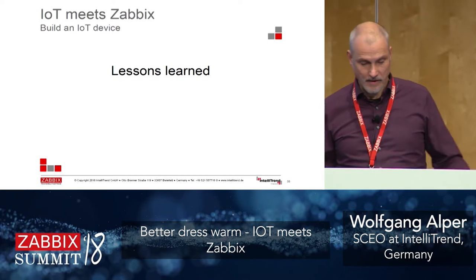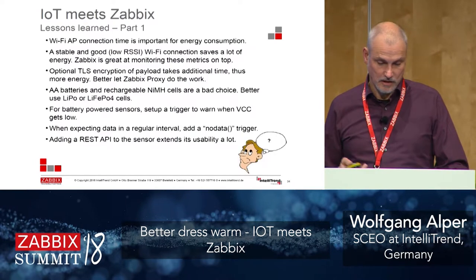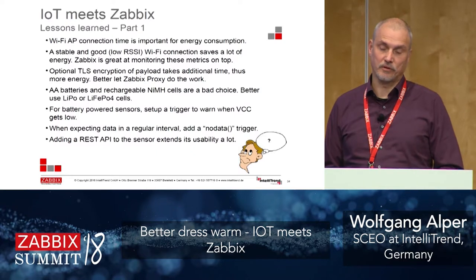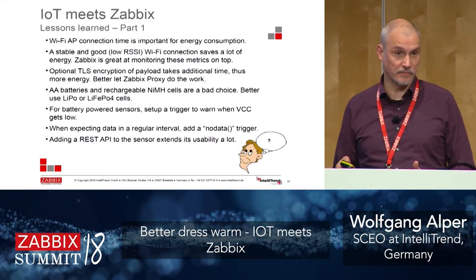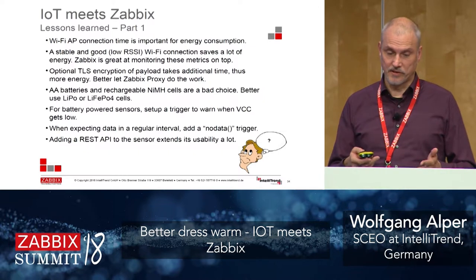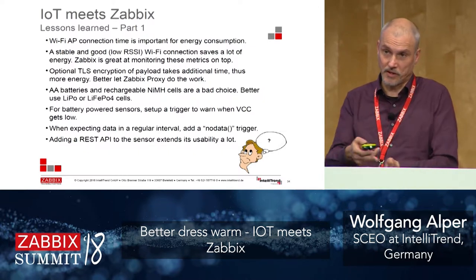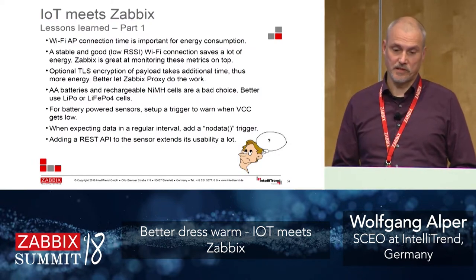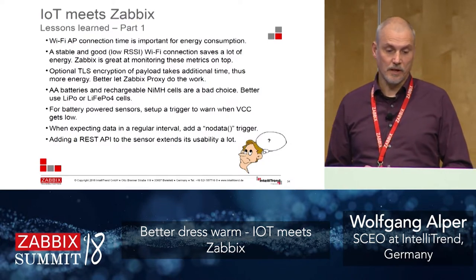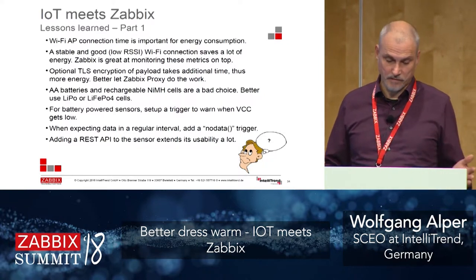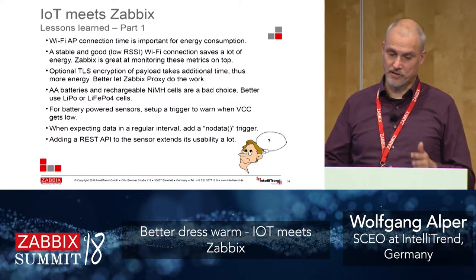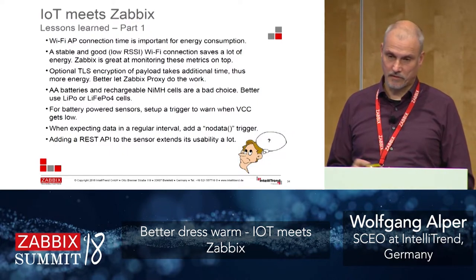So in summary, the lessons learned from our project with respect to the IoT sensor: it works fine. What you need is a very stable Wi-Fi connection, because that makes a difference in energy consumption. Otherwise, you won't last long with your battery. And Zabbix is a great choice for getting the metrics, because you can get all the metrics like the VCC, like how many fails you had, like the RSSI value, on top of the metrics you like to measure. If you need TLS encryption, we suggest to connect to a proxy and let the proxy do the encryption work, because it saves you additional connection time and thus energy.